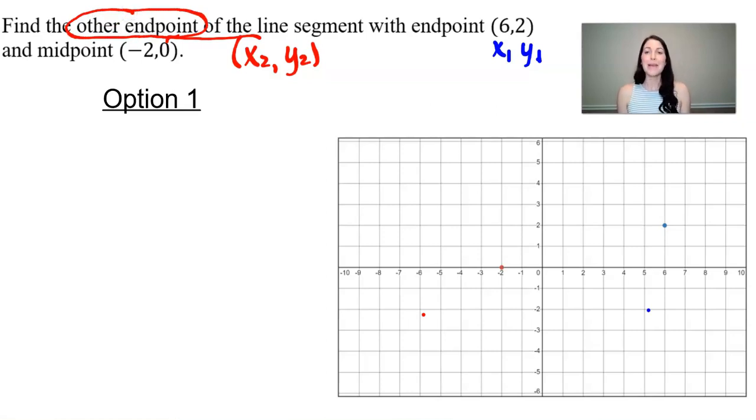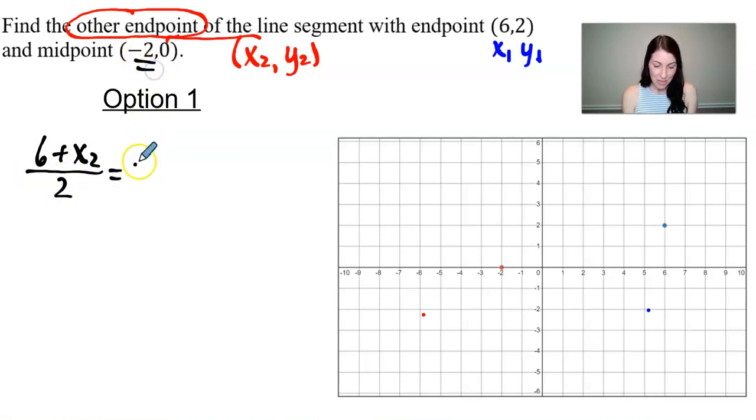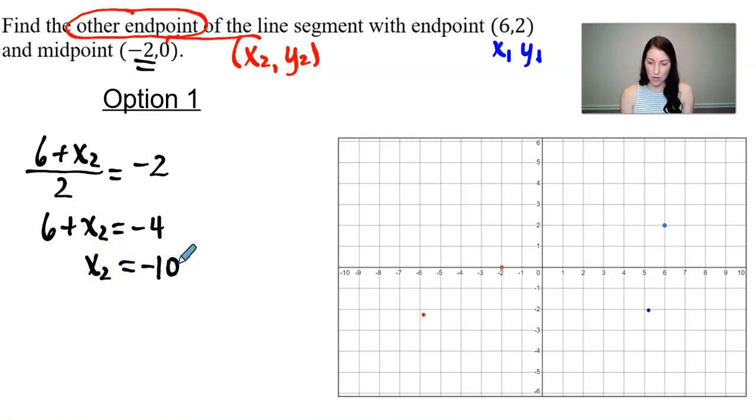So this method I call the algebraic method. So we're going to take our x1 value, 6, add the x2 value, that's the value we don't know yet, and divide by 2, and that should get us to the x coordinate of the midpoint, which is -2. I can solve this by multiplying both sides by 2 to get rid of the denominator and subtracting 6. And you can see that the x2 coordinate of the other endpoint will be -10.